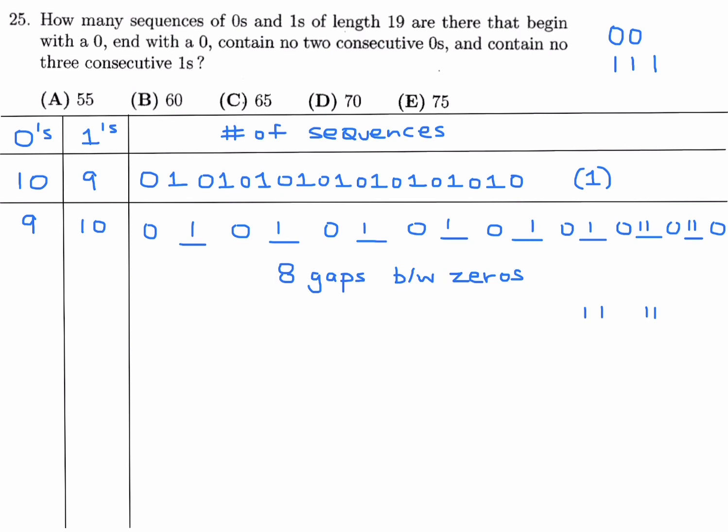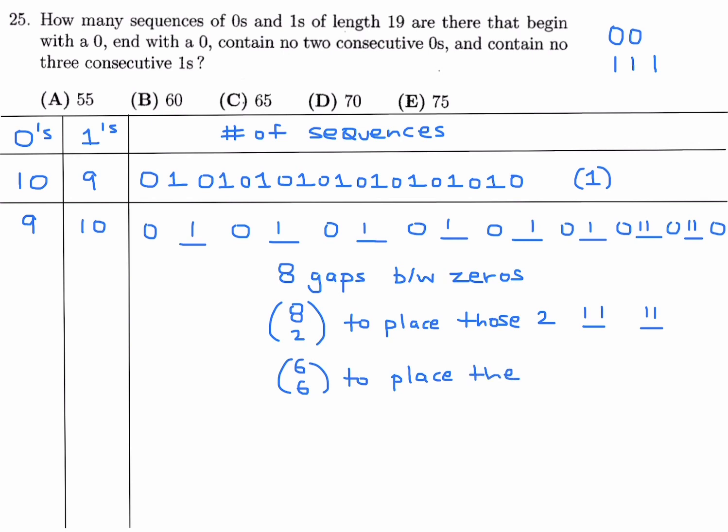But that's just one way of doing it. How many are the total number of sequences? Well, from the 8 gaps, choose 2 of those gaps to place those 2 1 1s. Got it? So in this case, for example, I chose those 2 gaps. But I can choose any of those. And then that's it. The other 6 gaps that will be remaining, you choose all 6 of those to place the 6 individual ones. And that takes care of the 9, 10 scenario.